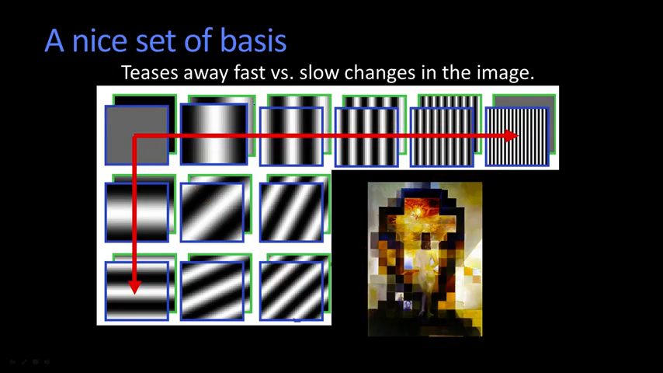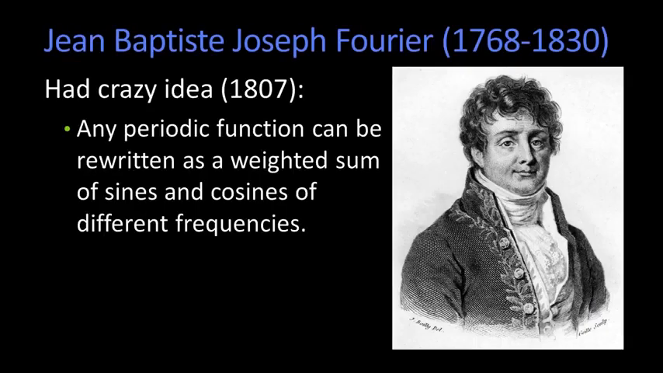Now, this particular basis set has a name. It's referred to as the Fourier basis, or Fourier decomposition, and it's named after Jean-Baptiste Joseph Fourier. He had a crazy idea in 1807, that any periodic function, that's a function that repeats, could be rewritten as a weighted sum, try to say that quickly, of sines and cosines of different frequencies. In other words, you can make any repeated pattern, doesn't matter what it looks like, as long as it eventually repeats, using sines and cosines.